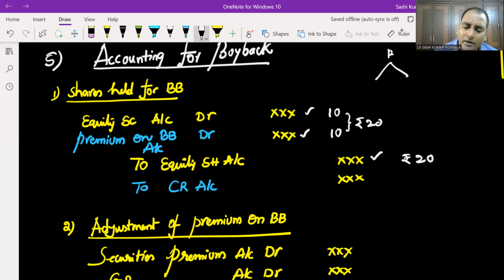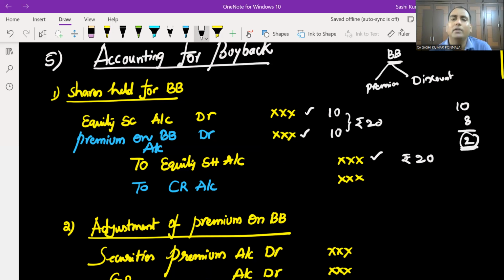So buyback price may be at premium. Sometimes it may be at discount. So you want to buy back each share for rupees 8. 10 rupees, 8 rupees. Discount given by investor 2 rupees.